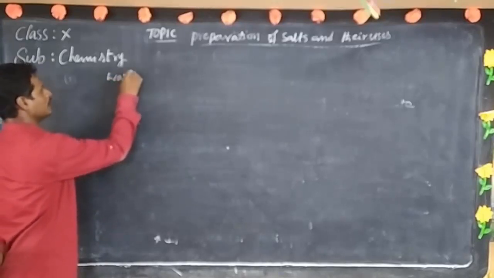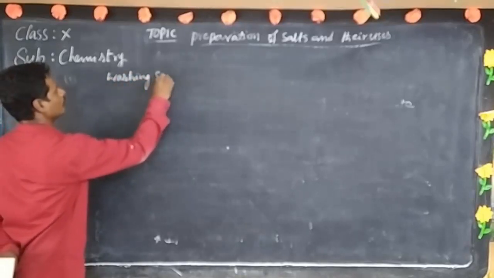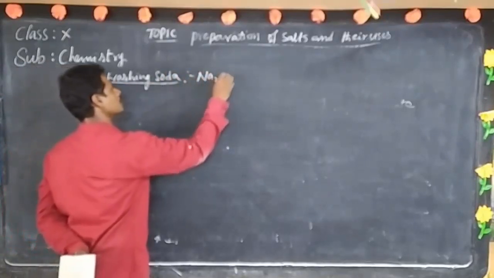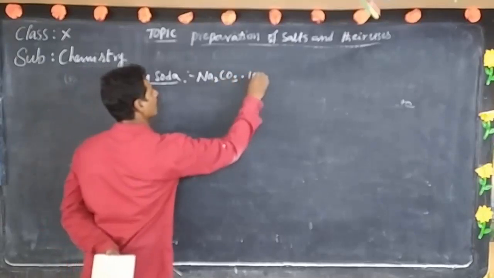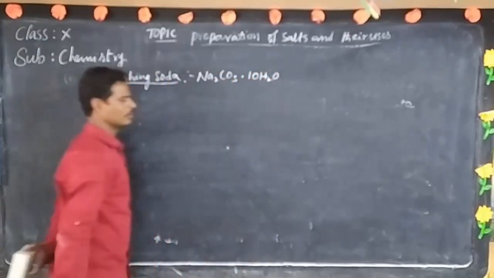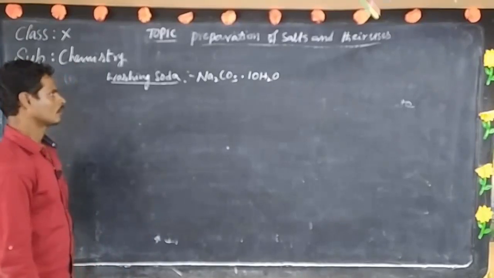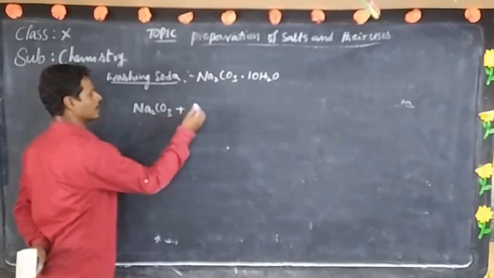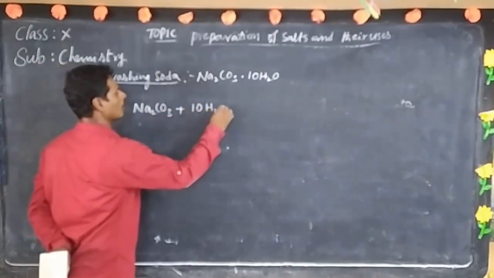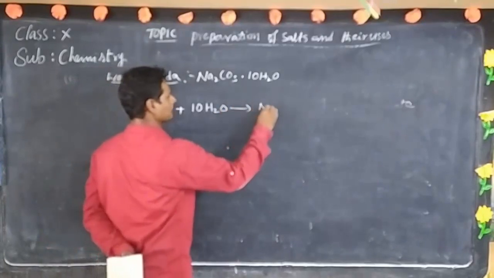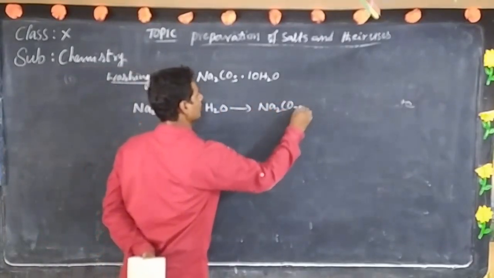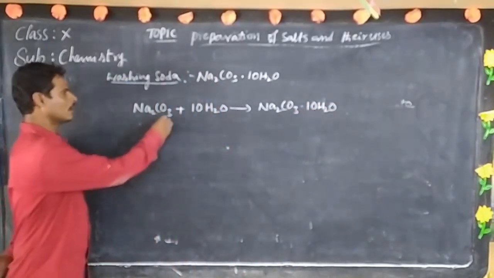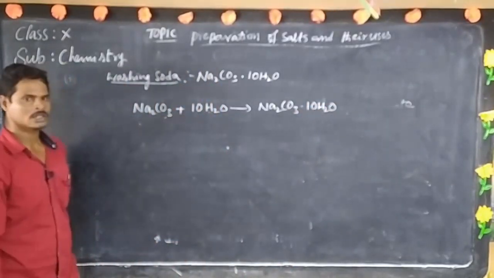Next, washing soda. What is the formula of washing soda? Na2CO3.10H2O. How can you prepare washing soda? Sodium carbonate reacts with 10 moles of H2O to form washing soda.